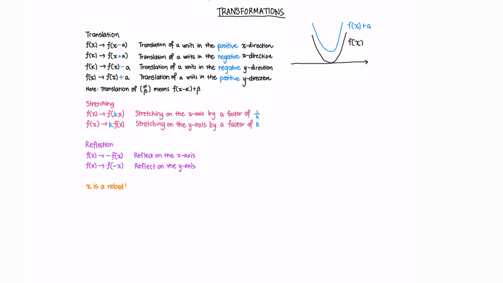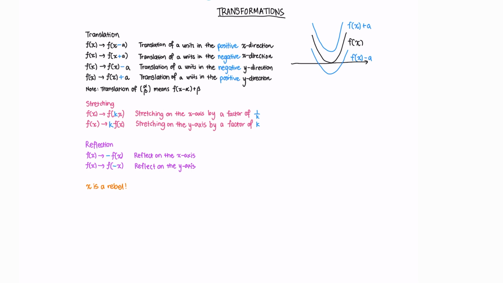And similarly, if we want a translation of a units in the negative y direction, that means going down, this means that we need to have f(x) - a. So let's move this down by a units, this is f(x) - a. Do remember that the a is outside the bracket for a translation in the y direction. For the x-axis, however, we change the x inside the bracket.